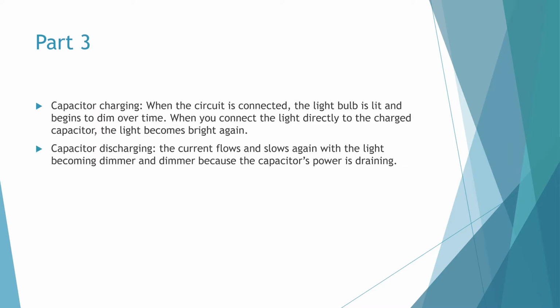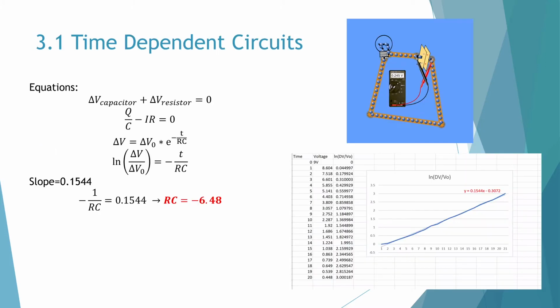So for part 3, we're testing the effects of a capacitor, whether it's charging or discharging, on a light bulb. So on both of them, whether the capacitor is charging or discharging, the bulb is going to start out really, really bright, and then as it's charging or discharging, the light is going to dim over time. So we're going to use that observation from the lab and the calculations in the next portion.